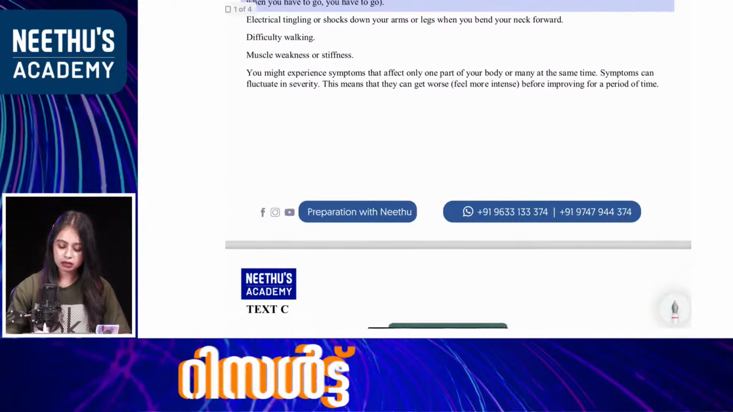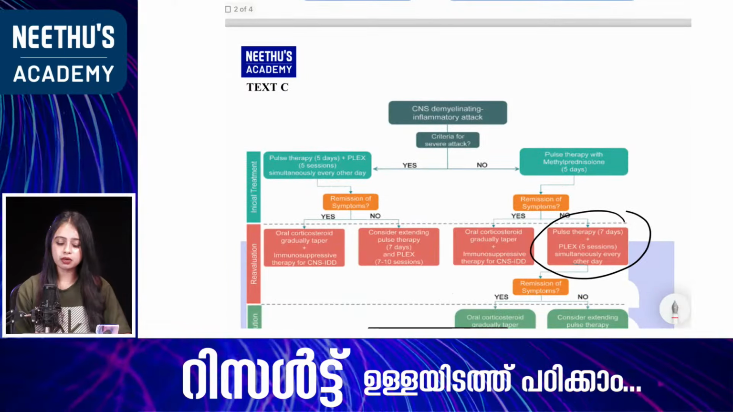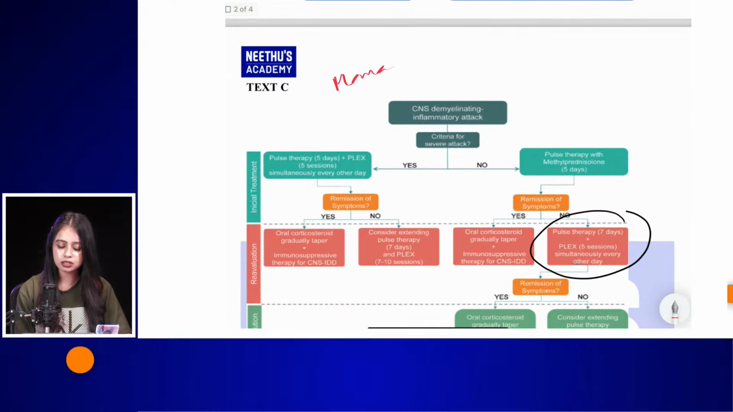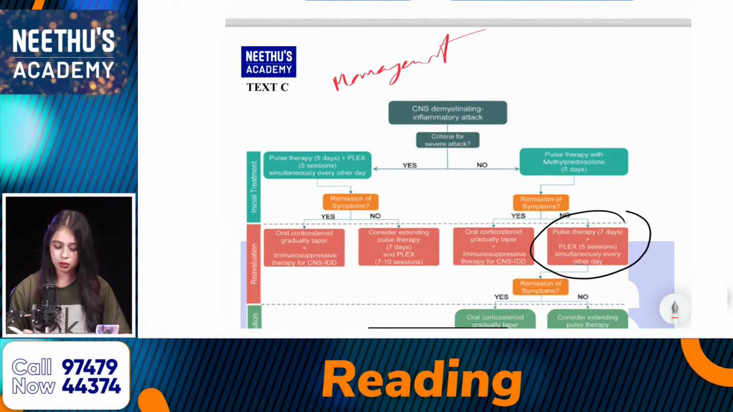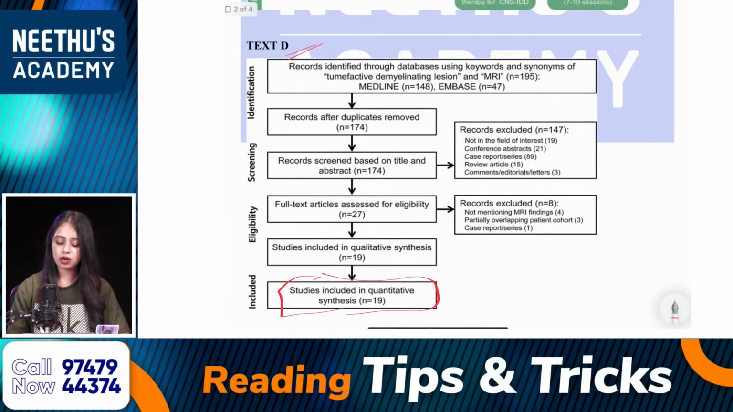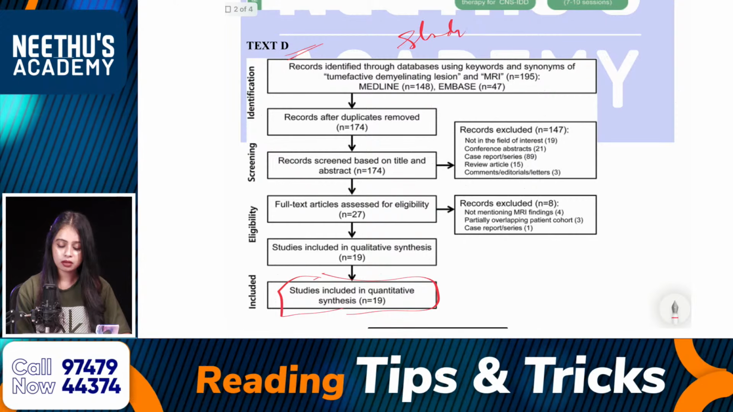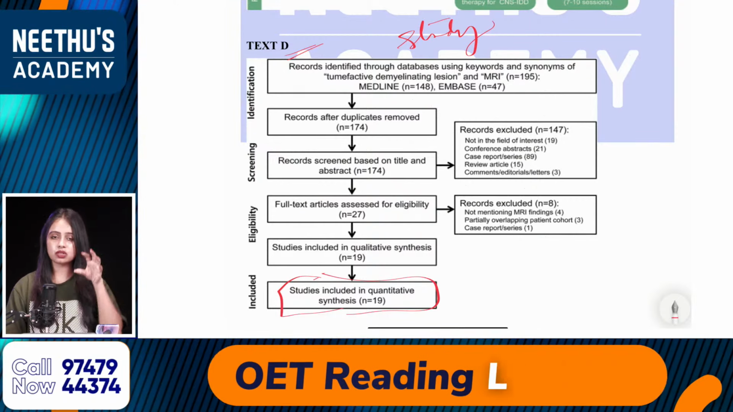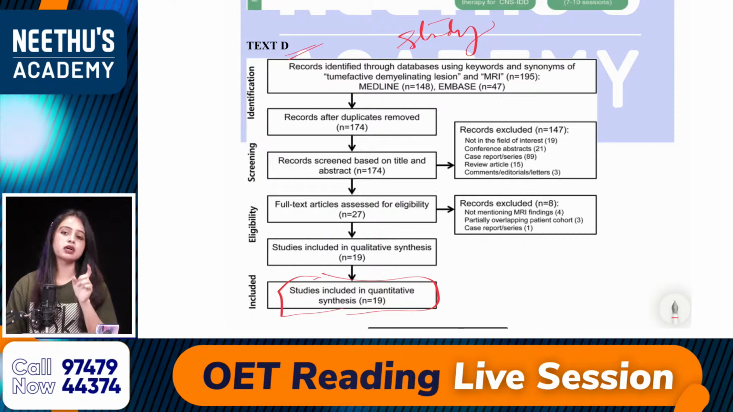Okay, and third, text C, it's all about the measures, or I can say management. And text D, it's all about the study. So this is how we are analyzing a particular material.